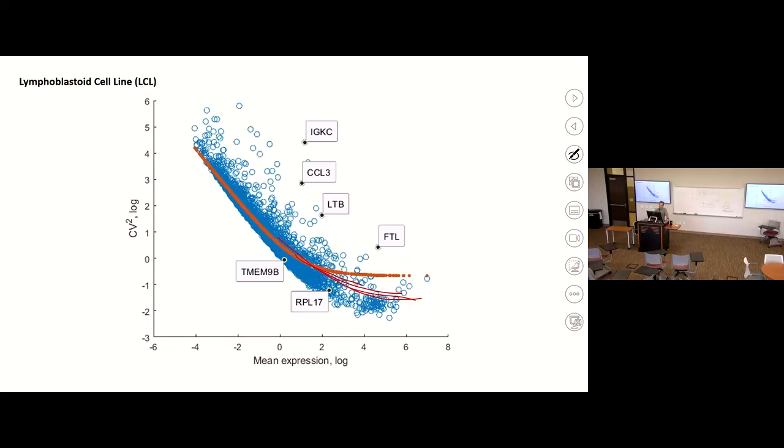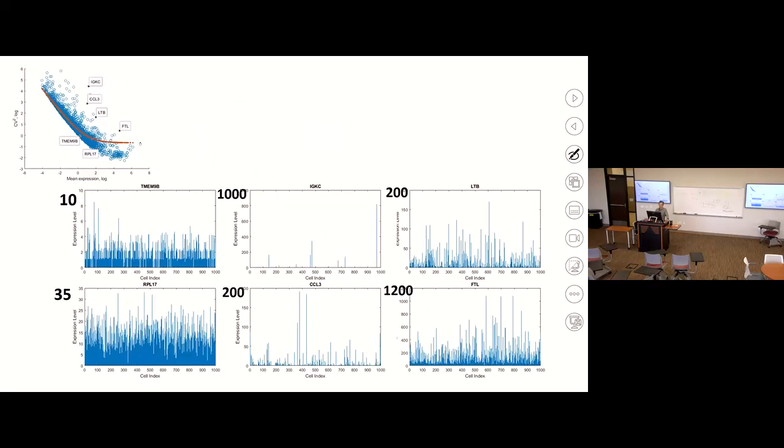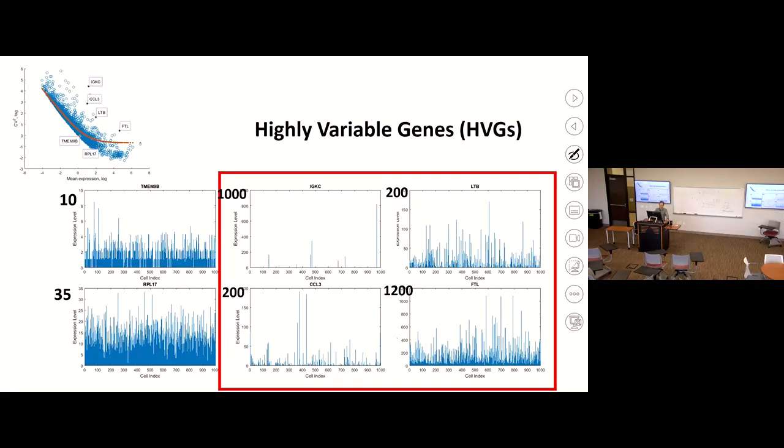So we found the genes above this orange regression line, for example these 4 genes. We also found some genes under this line, which means the CV is lower than expected if we believe the majority of genes follow the regression curve. Let's look at the expression profiles of the genes above the line. This gene is TB, and this is CCL1. This red box included 4 genes whose variability is higher than expectation. In contrast, these 2 genes are here.